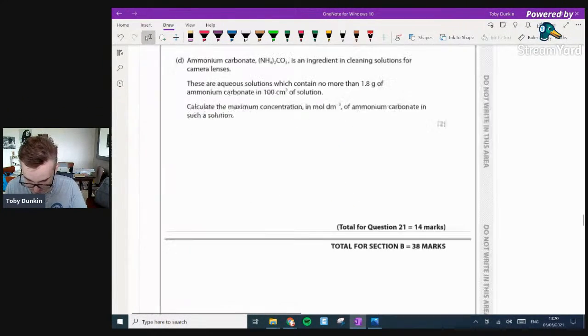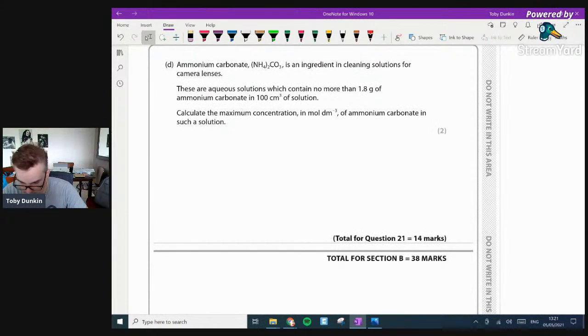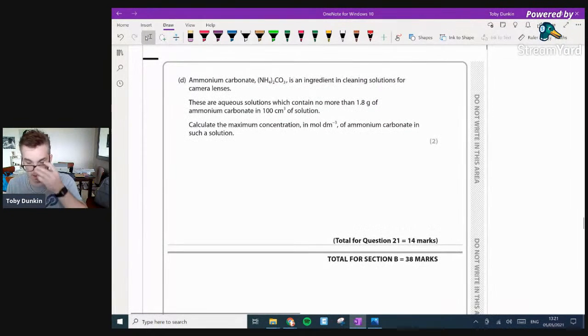Ammonium carbonate is an ingredient in cleaning solutions for camera lenses. There are aqueous solutions which contain no more than 1.8 grams of ammonium carbonate in 100 centimeters cubed of solution. Calculate the maximum concentration in moles per dm cubed of ammonium carbonate in such a solution.